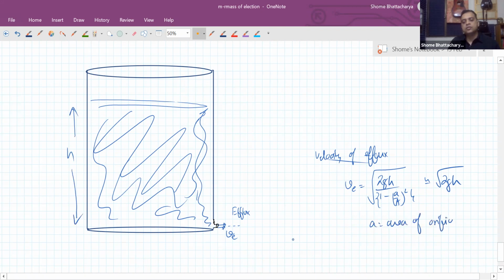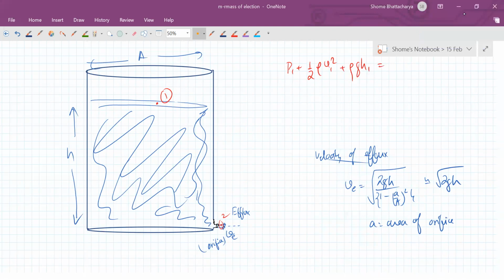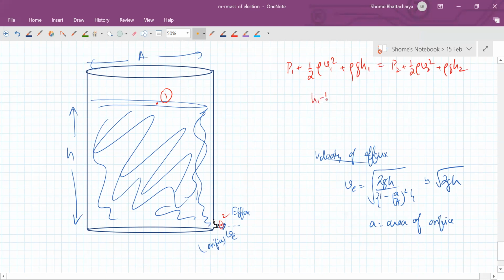a is the area of the orifice or the opening here. Orifice means a very small opening, and capital A is the area of this tank's cross section. So it comes by applying Bernoulli's equation to these 2 points. If we take this as point 1 and just outside the orifice as point 2, you can see that P1 plus half rho V1 square plus rho g H1 should be equal to, on the other side, P2 plus half rho V2 square plus rho g H2. Now here we can see that H1 minus H2 should be substituted as H. P1 should be equal to P2, equal to atmospheric pressure.